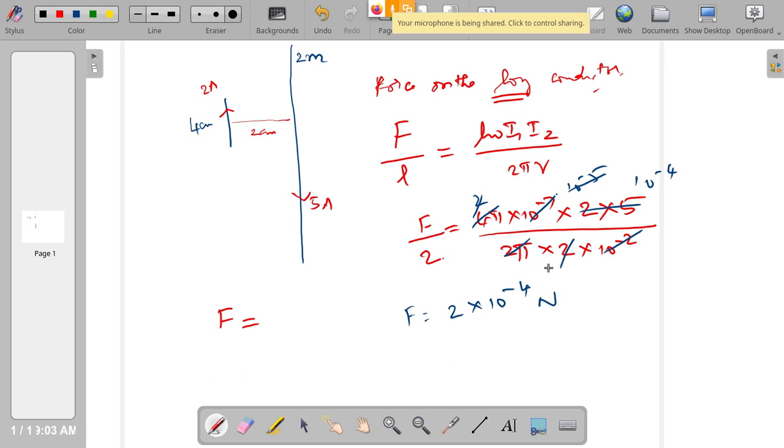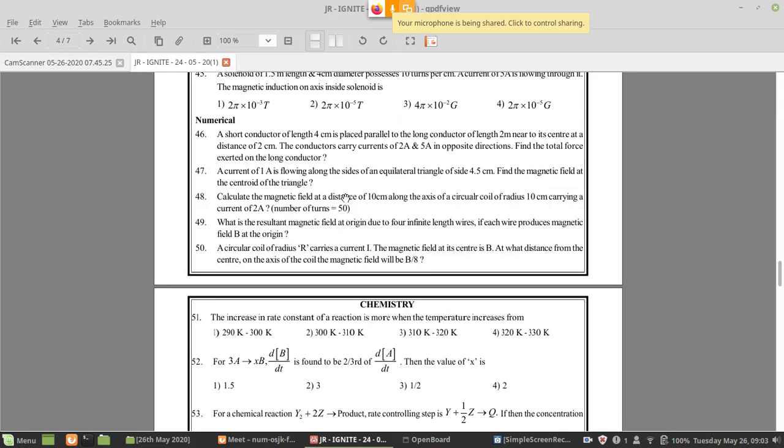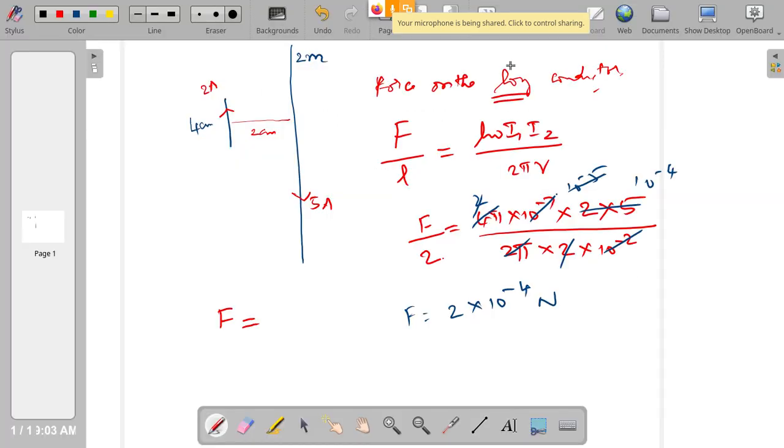Here also we have done it. Yeah, so I think it's okay. So the answer for the 46th question is 2 into 10 power minus 4 Newton, right? 47th question.